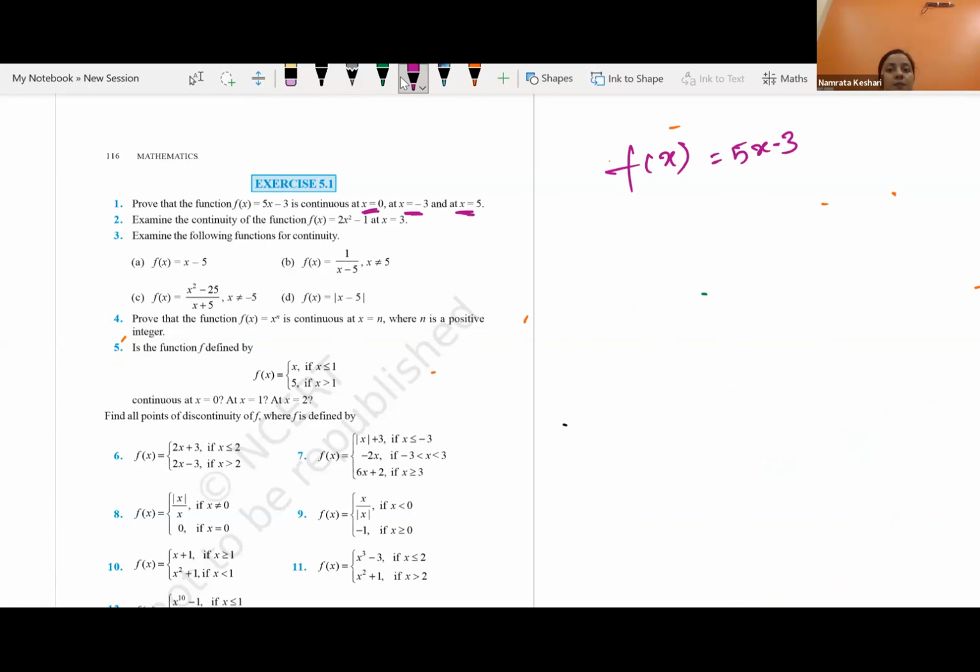Right? Yes. So at first we are checking at x equals 0, whether it is continuous or not. We will be finding the limit as x tends to 0 of f of x. We are not talking about left hand limit and right hand limit. Why? Because the function is not a piecewise defined function. Making sense? Yes. Limit x tends to 0, 5x plus 3. Please tell me 5x minus 3. My bad. Tell me the answer.